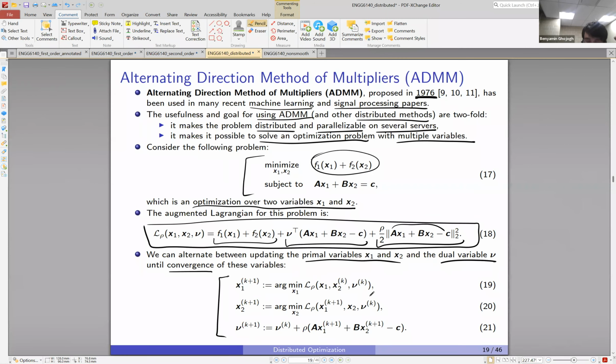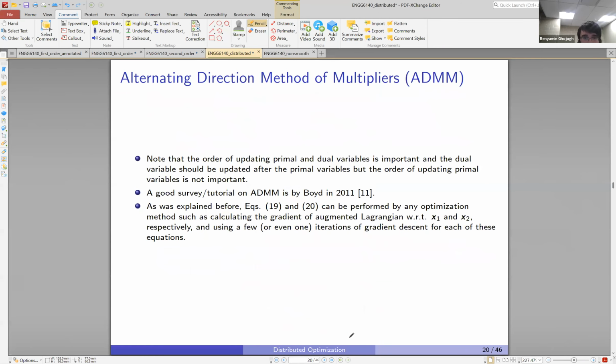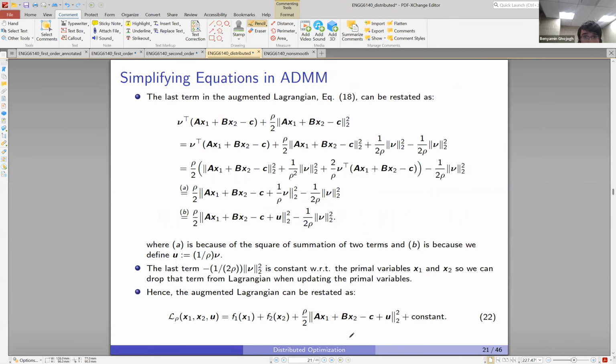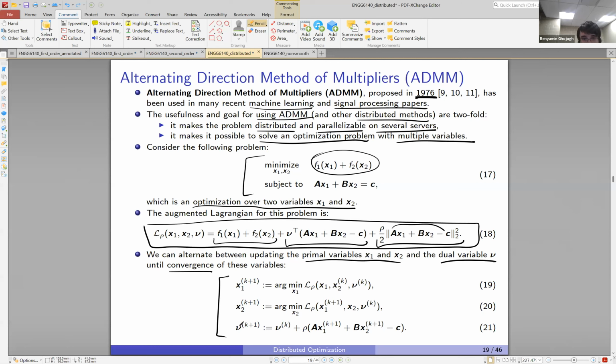So we have two lines: x1 at k plus 1 is the argmin of the augmented Lagrangian with respect to x1, and this is with respect to x2. And this is the last term, which we also had in the previous methods, right? Okay. This is ADMM, but for two variables, and we will improve it in a few slides. This is the very basic, simplified ADMM.